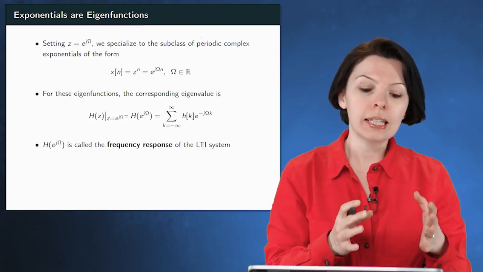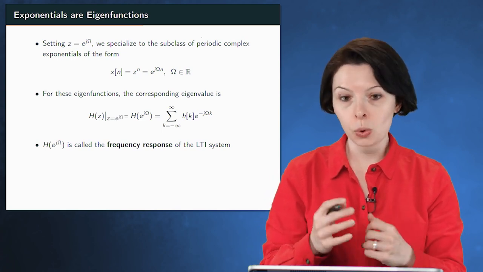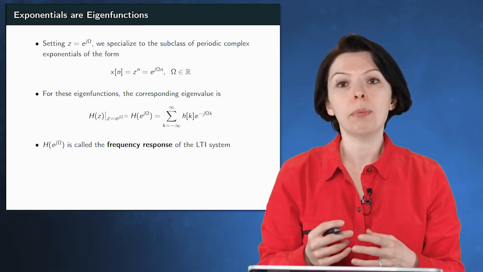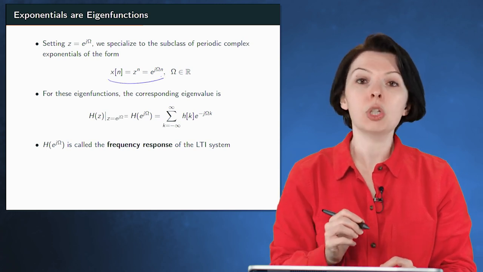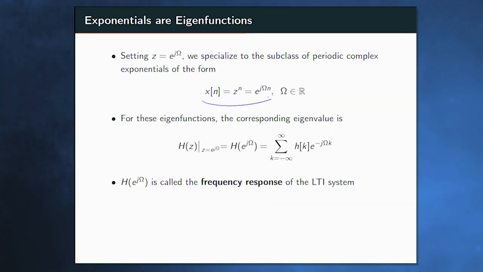Now we're setting z equal to e to the j omega, so it's a complex number with amplitude of 1. If we do that, we specialize to a subclass of periodic complex exponentials in the format of x of n equals e to the j omega n, in which omega is a real number. For these eigenfunctions, the corresponding eigenvalue, H of z equal to e to the j omega, H of e to the j omega, is going to be equal to the sum over all k of h of k multiplied by e to the minus j omega k.